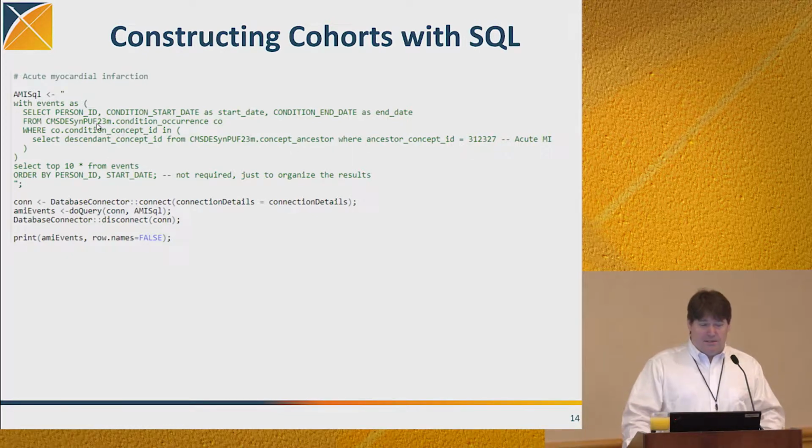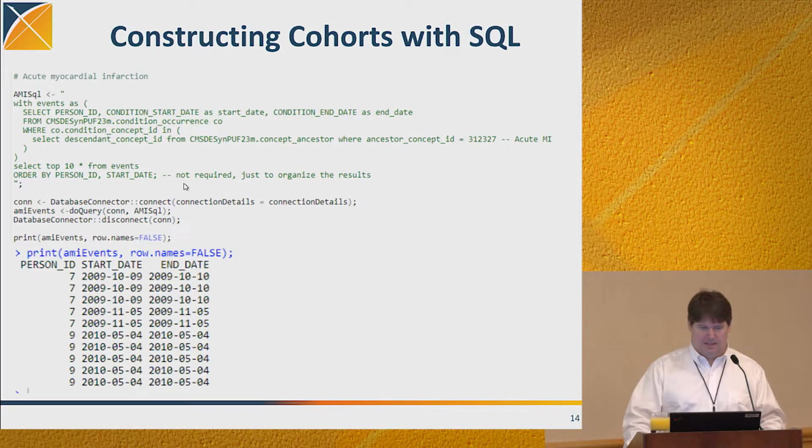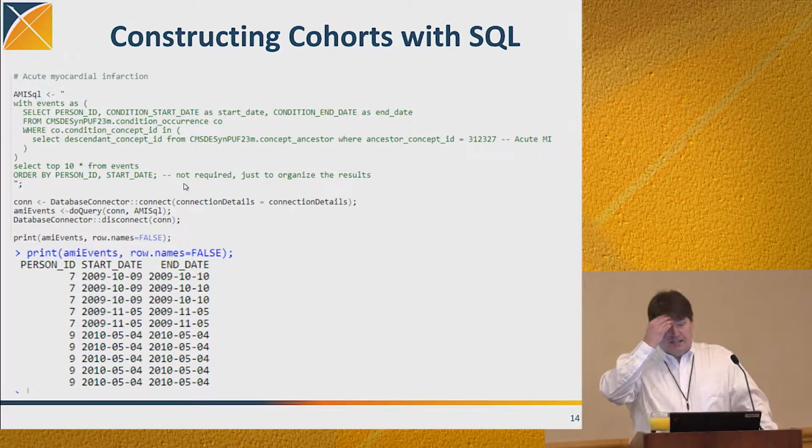So all I'm going to do here is I'm just going to query the person, the condition start date, and the condition end date. That's the elements of a cohort, person, start, and end. And I'm going to select that from the condition occurrence table, and I'm going to look for everything that's related to MI according to our standard vocabulary. And what I'm doing at the end here is I'm just going to select the top 10 events from that query and just see how it looks. Does it really give me a cohort? Is this truly a cohort? Okay. So I get this result set.